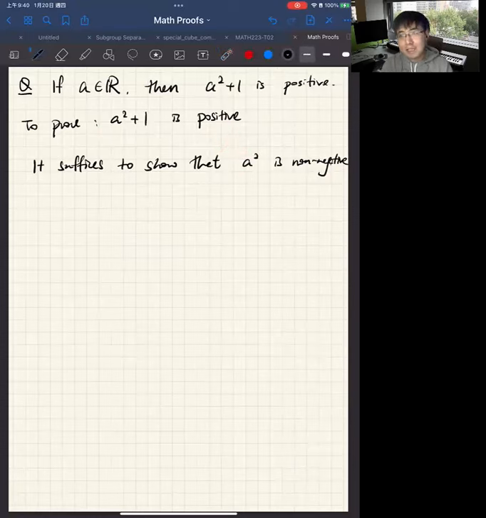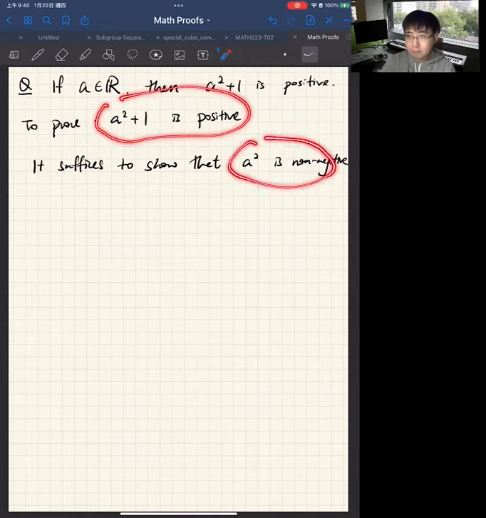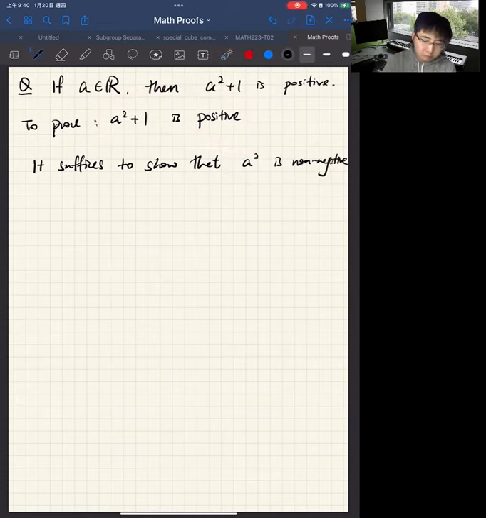So it becomes: A squared is non-negative. When you see this kind of statement, it means that your teacher, or the proof, is going to shift its focus, not to prove this, but to prove this. So the actual proof is not that exciting.